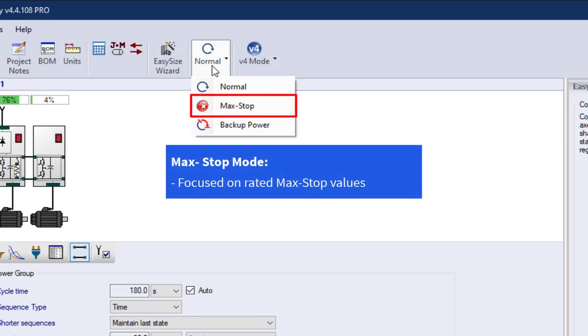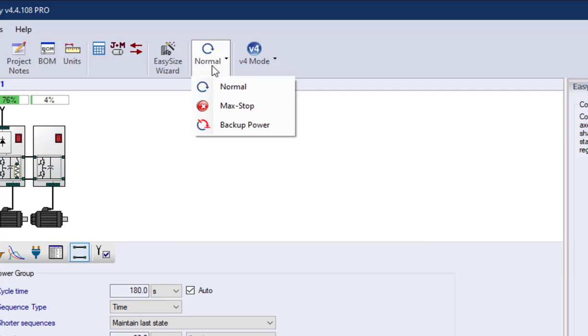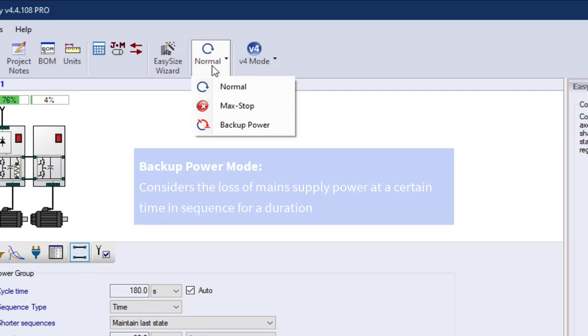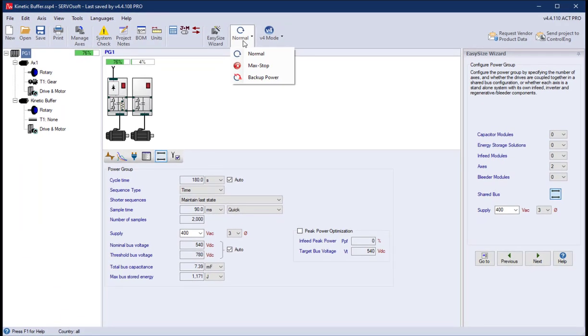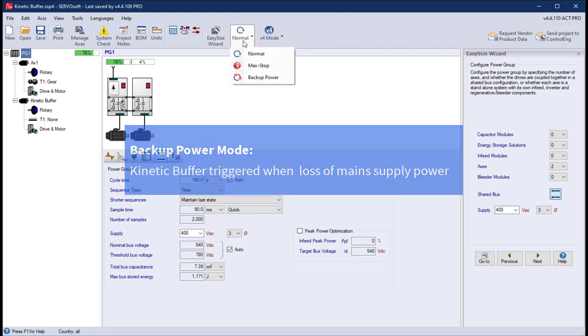Max stop mode is focused on rated max stop values, where, for example, gearboxes have 2 times T2 max to bring the machine to standstill, and does not consider the continuous thermal conditions. Backup power mode considers the loss of main supply power starting at a certain time in the sequence for a duration. And it is exactly this scenario, the loss of main supply, that the kinetic buffer is used for.